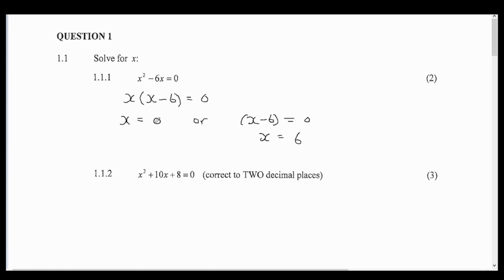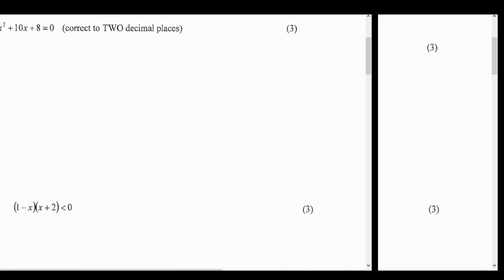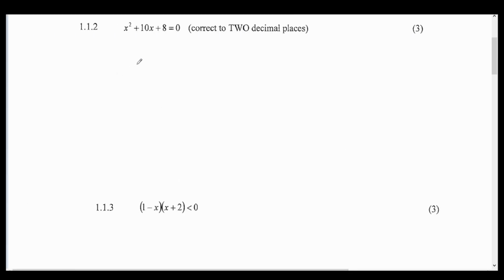So you can substitute x equals 0 on both sides. So it will be 0 squared minus 6 times 0, which obviously is 0. And you substitute 6 back into your original, you should get the right answer. And that's 2 marks for you. And let's continue. Okay, 1.1.2.